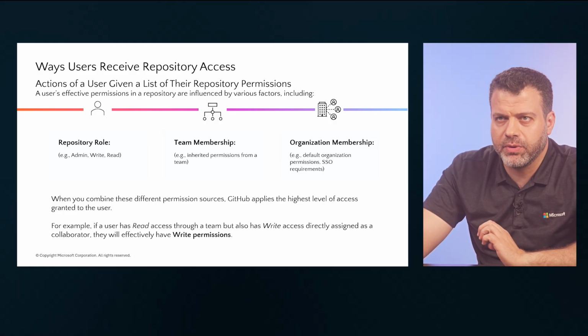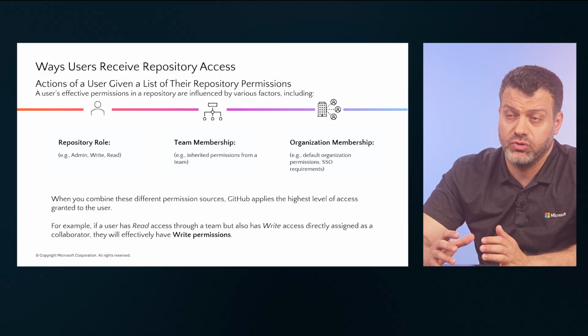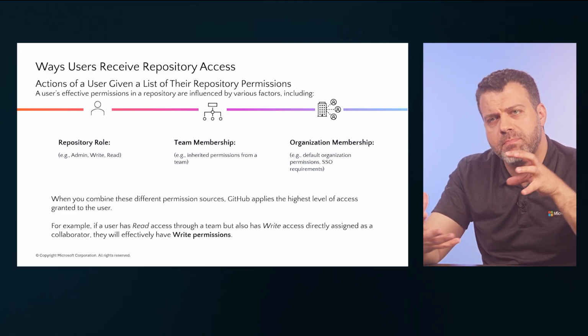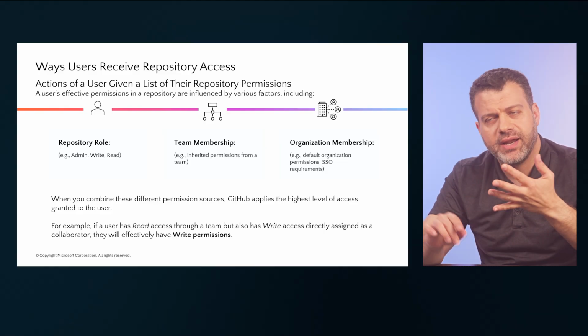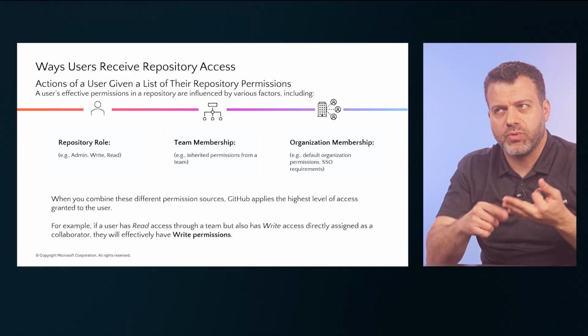Always consider all permission sources. GitHub uses, again, the highest level controls. Think about it in other words, it's combined. So if I have read and I have write and I have maintain, then my final permission is going to be read, write, and maintain.